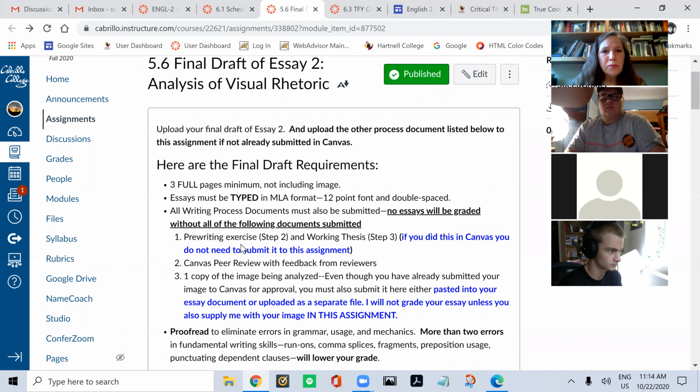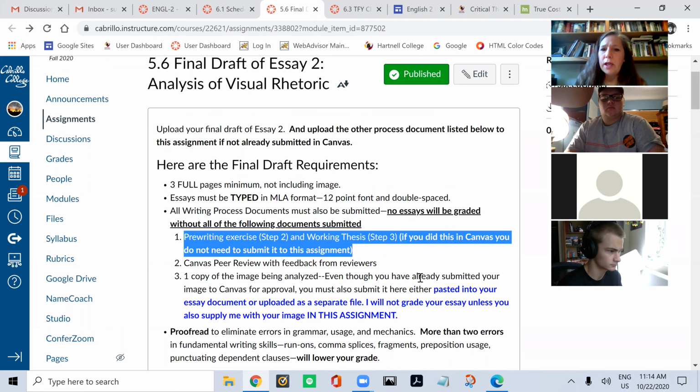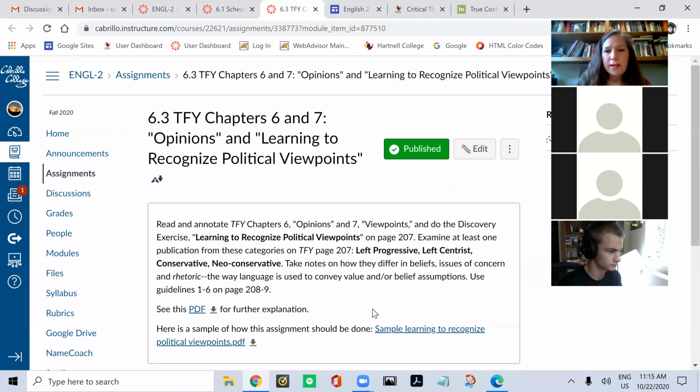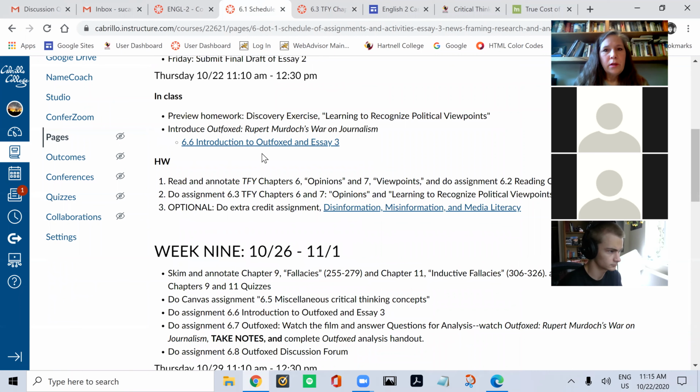If you did not do this pre-writing exercise, and I think all of you did, so this probably doesn't pertain to anybody, but just in case, you need to do it and submit it to this assignment right here. That's step 2 in the assignment sheet. All right, let me close that off. One less tab open, go back to my schedule. Okay, and then this is what else we're going to do today.